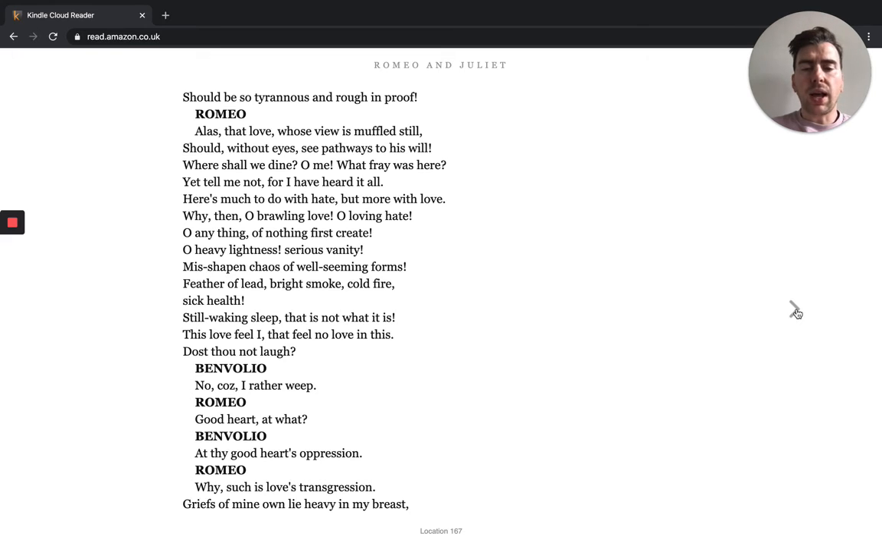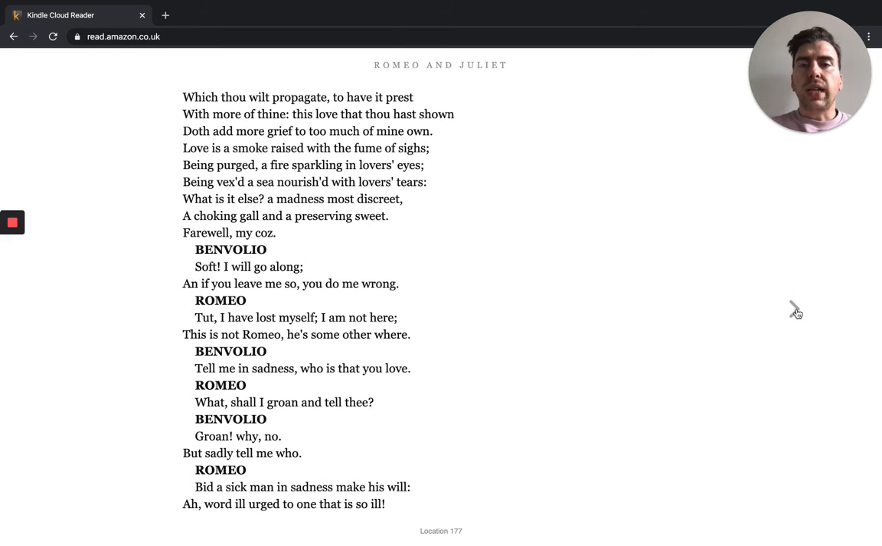Griefs of mine own lie heavy in my breast, which thou wilt propagate to have it pressed with more of thine. This love that thou hast shown doth add more grief to too much of mine own. Love is a smoke raised with the fume of sighs; being purged, a fire sparkling in lovers' eyes; being vexed, a sea nourished with lovers' tears. What is it else? A madness most discreet, a choking gall and a preserving sweet. Farewell, my coz. Soft, I will go along; and if you leave me so, you do me wrong.